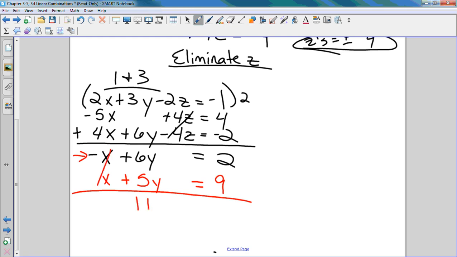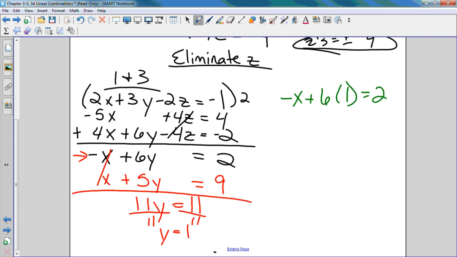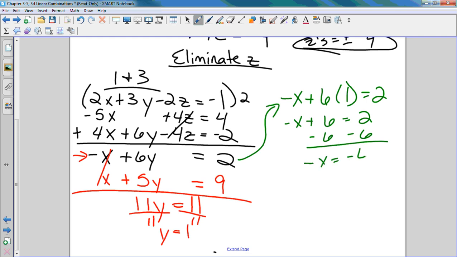Cancel, 11y equals 11. Divide by 11, y equals 1. So I have y equal to 1. Can I find x? Yeah. Plug it in. Negative x plus 6 times 1 equals 2. I just use this equation right here. So I have negative x plus 6 equals 2 minus 6. So I have negative x equals negative 4 divided by negative 1. x equals 4. So I have y. I have x. Go back up to your original ones and find z.